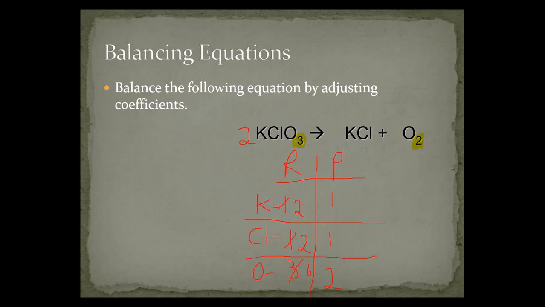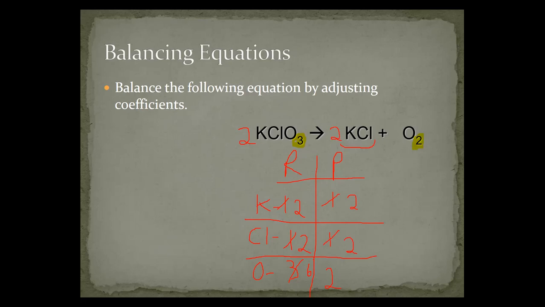So now I'm going to go back to the other side. If I put in 2 Ks and 2 Cls, how many KCls am I going to need on the reactant side? I'm going to need 2. So let me put a 2 out here. So that changes this one to 2. It also changes this one to 2. But notice this plus, right? That separates it. So this 2 only goes to the KCl. All right, goes no further.